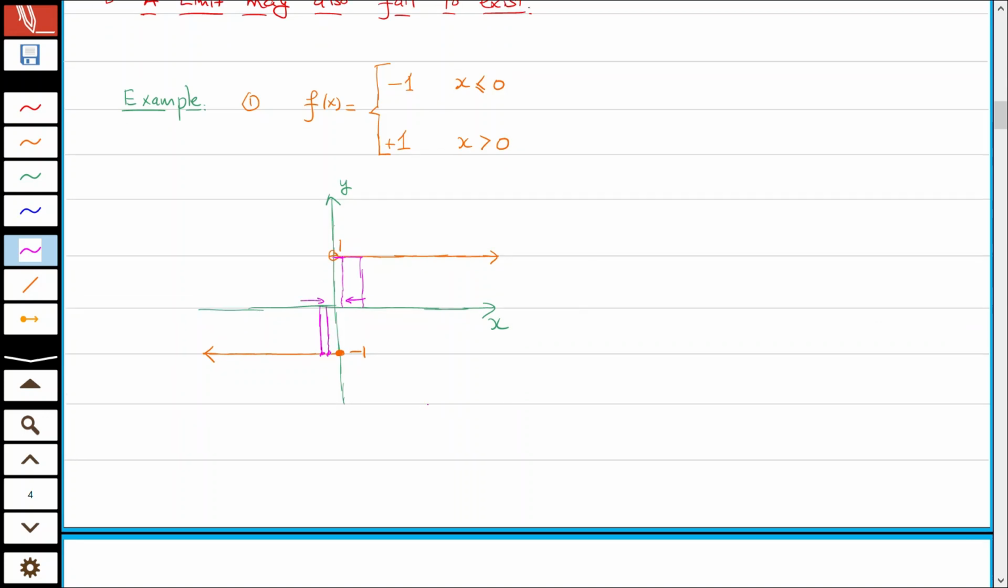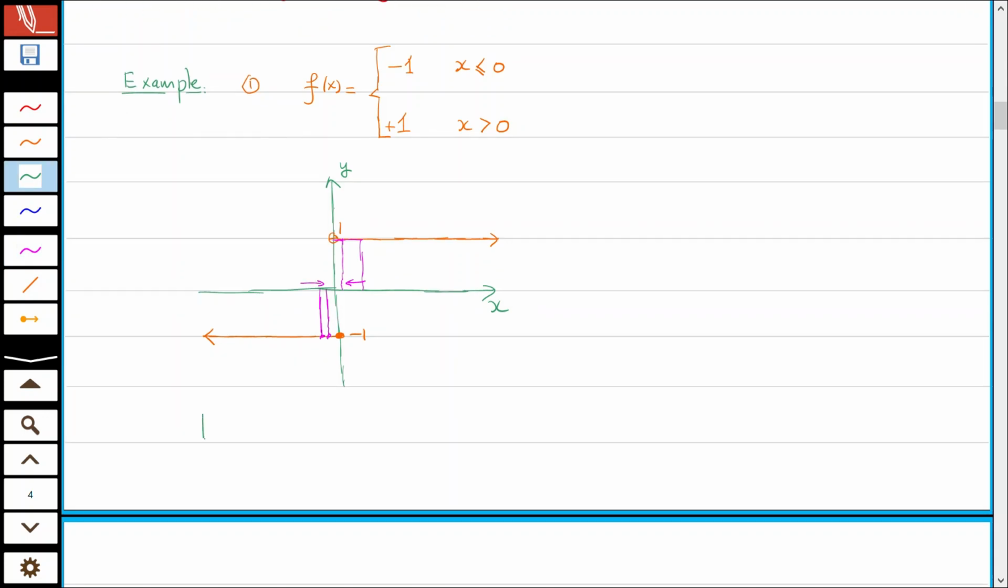So in this case, I would say that the limit as x approaches 0 of this function f of x does not exist because it changes value. If you're coming towards 0 from the right side, the value is different from the value when you go towards 0 from the left side. If that happens, we say the limit doesn't exist. It doesn't have the same value from both directions.